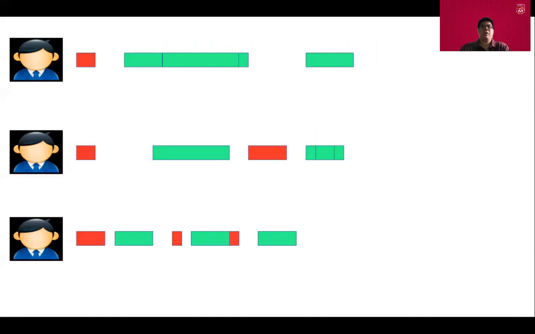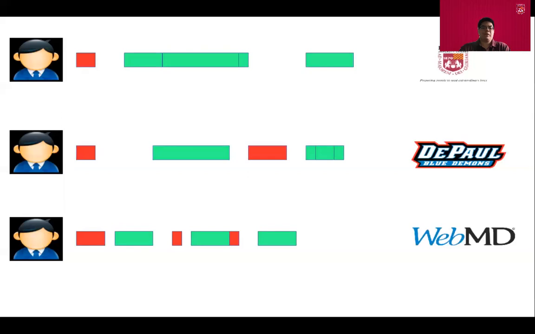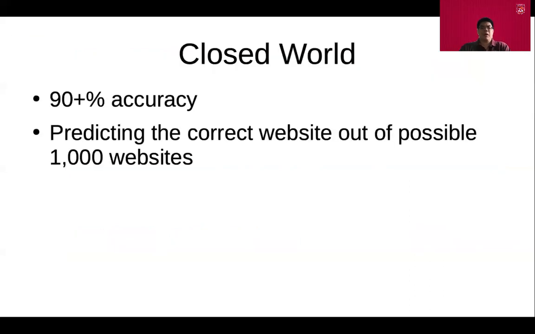So this is kind of how it would look. Different websites have different patterns. These are just example websites. These are not the actual traffic. This is just an illustration to show that each website is different. So this has been done. Let's say you have 1,000 websites and you want to predict which website it is out of those 1,000 websites. The accuracy is over 90%, probably closer to 94, 95% accuracy now.